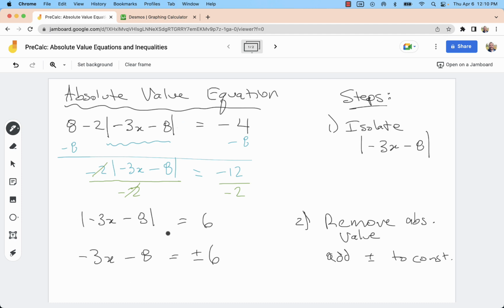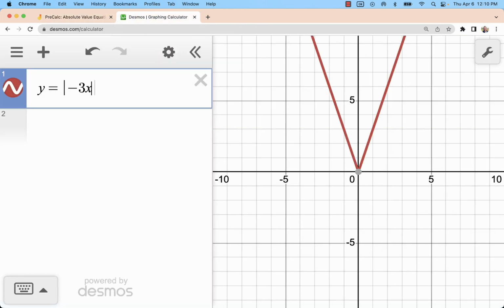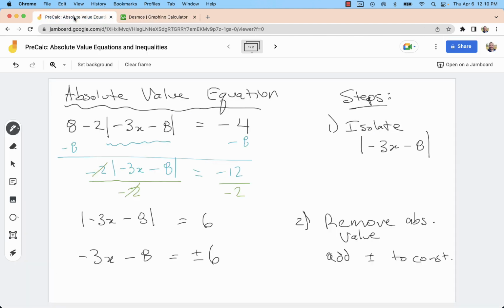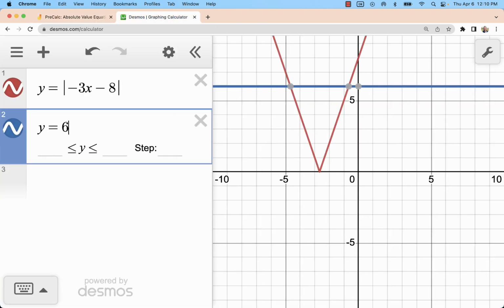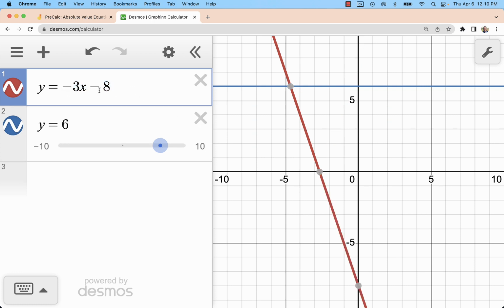But like I said, I'm going to go down here because it makes a little more sense to me. Negative 3x minus 8 in the absolute value. And the other one is y equaling positive 6. So now we can see the absolute value graph is a V. And that's because if it didn't have those bars, it would be basically y equals mx plus b, slope-intercept form. And we would see it's a down slope and it crosses the axis here.